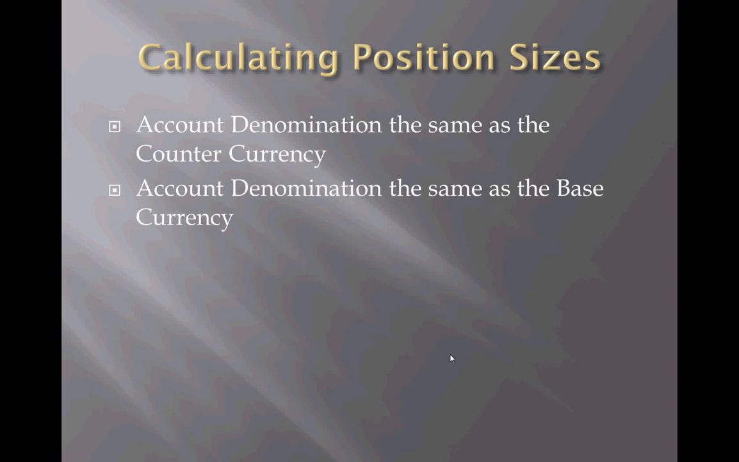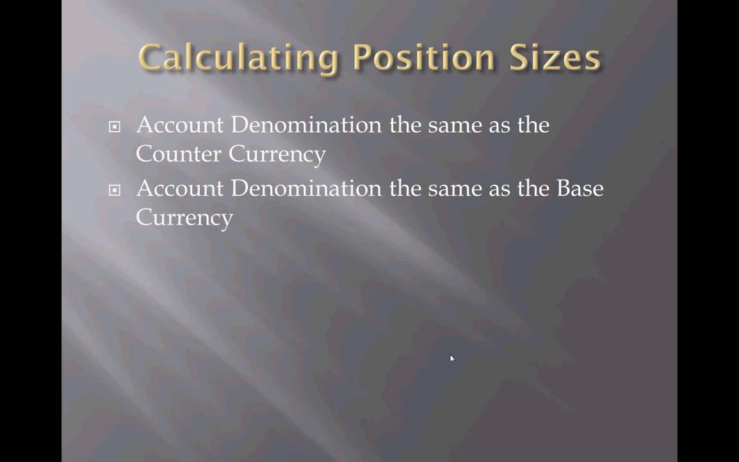Account denomination is the same as the counter currency. Newbie Ned just deposited $5,000 into his trading account and is ready to start trading. Let's say he uses a swing trading system and trades euro dollar, and he risks about 200 pips per trade. Ever since he blew out his first account, he has sworn he doesn't want to risk more than 1% of his account per trade. Let's figure how big his position size needs to be to stay within his risk comfort zone.